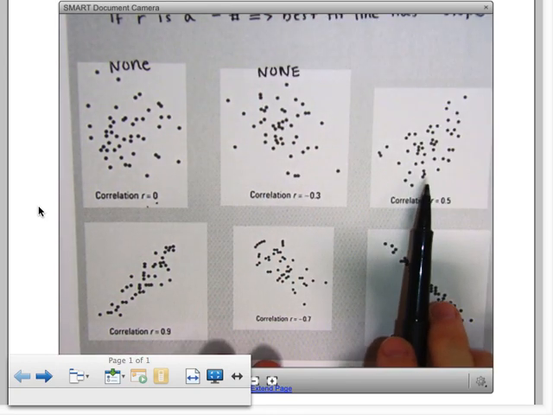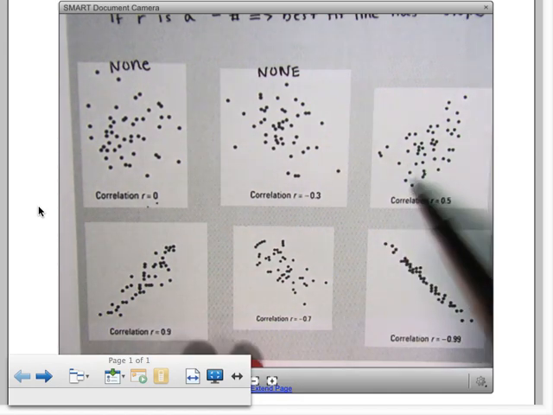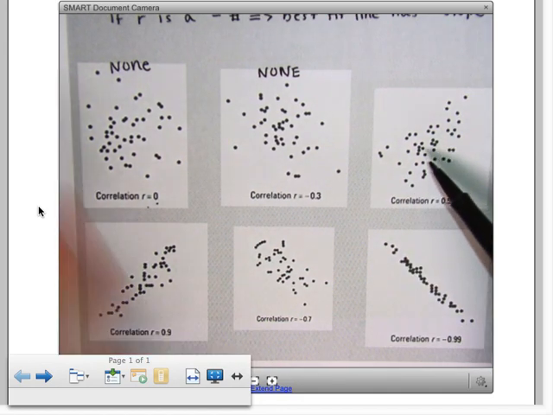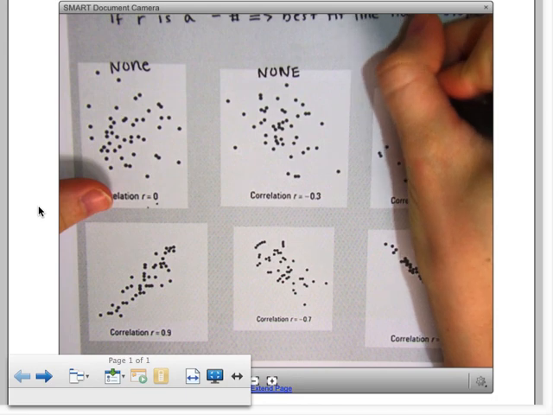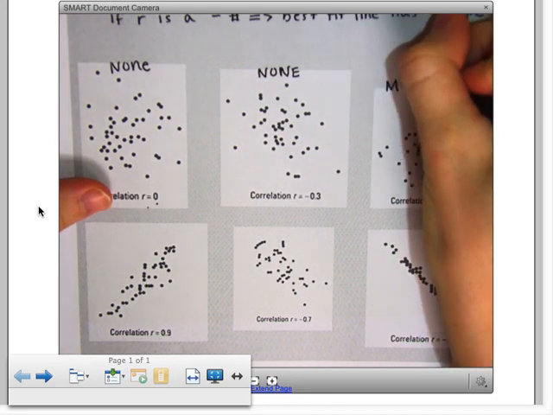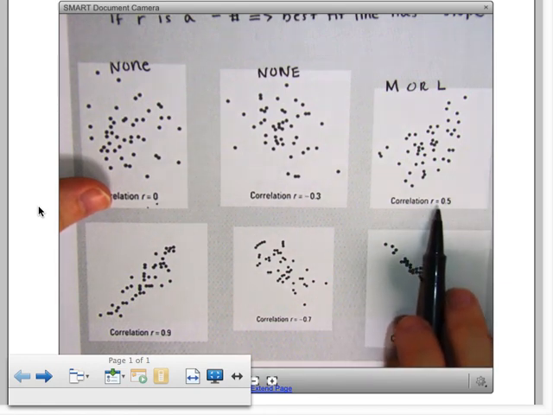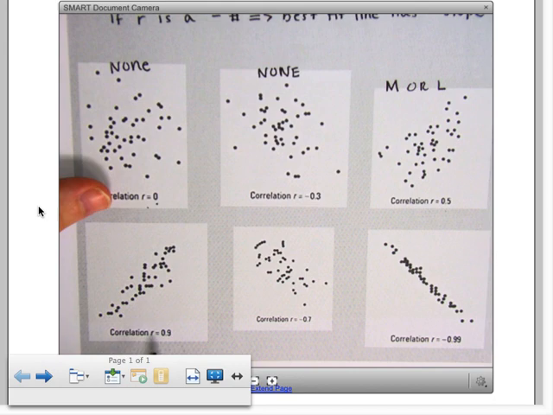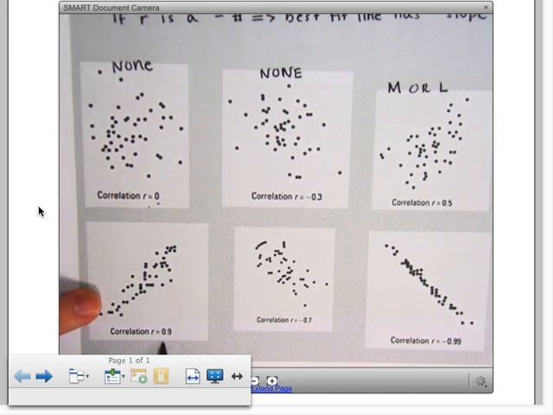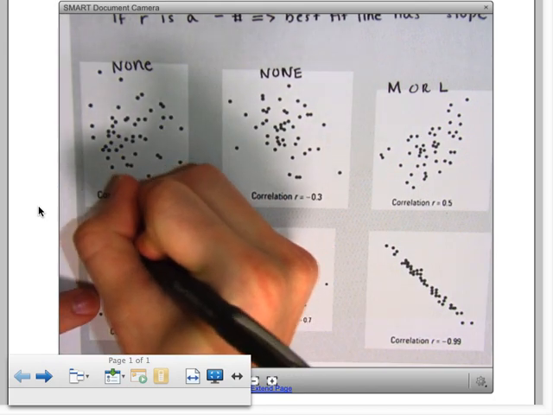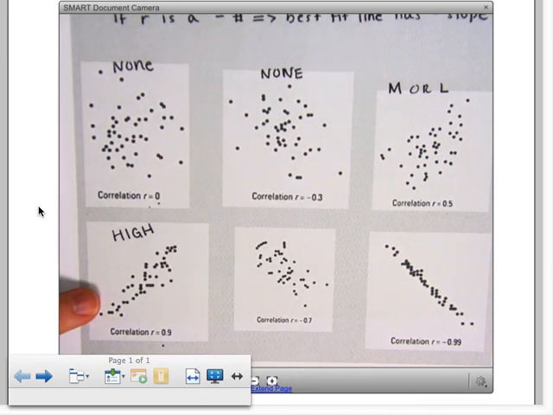Okay, if we look at this one, the points are getting a lot closer to a straight line. So we could say moderate, I'm just going to call M, or low, so moderate or low correlation. And see, R is getting closer to 1. Okay, this one down here, points are very close to a straight line, so we would say high correlation. And if you look, R is almost 1.